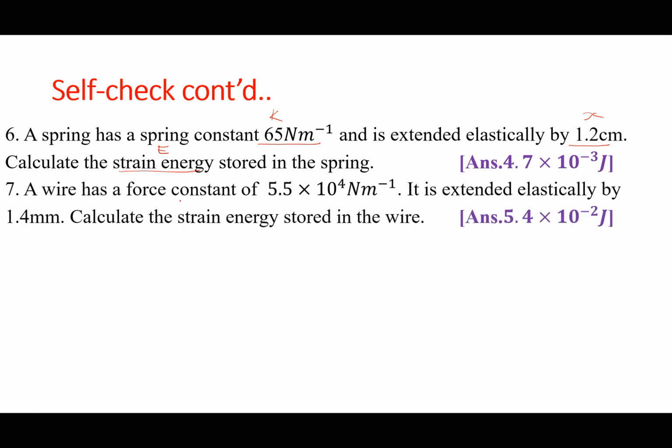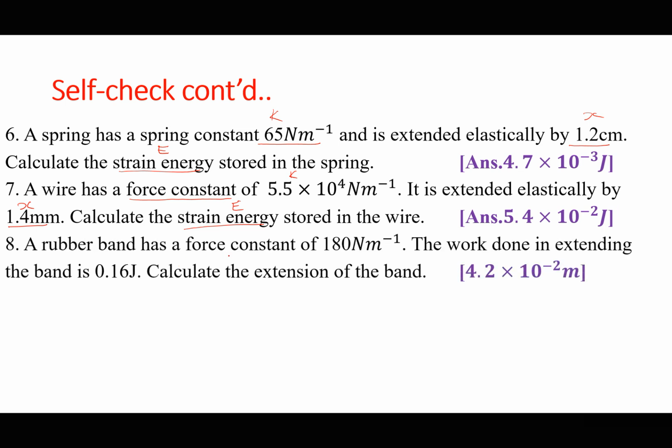A wire has a force constant, so this is K, 5.5 exponent 4. It is extended elastically by 1.4 millimeters. So this is X. Calculate the strain energy. So they want you to find E. You can verify and see if that is correct.